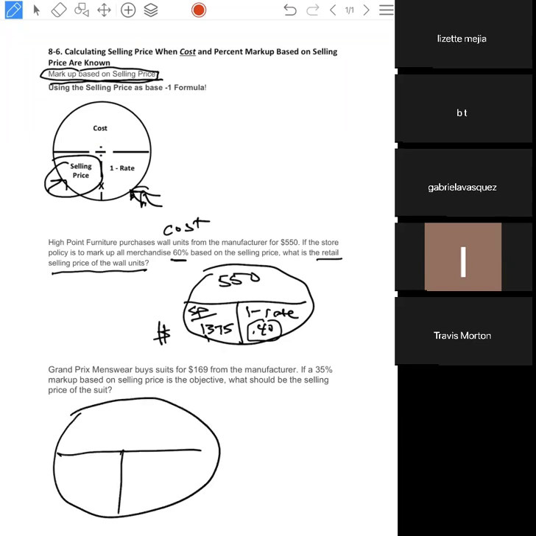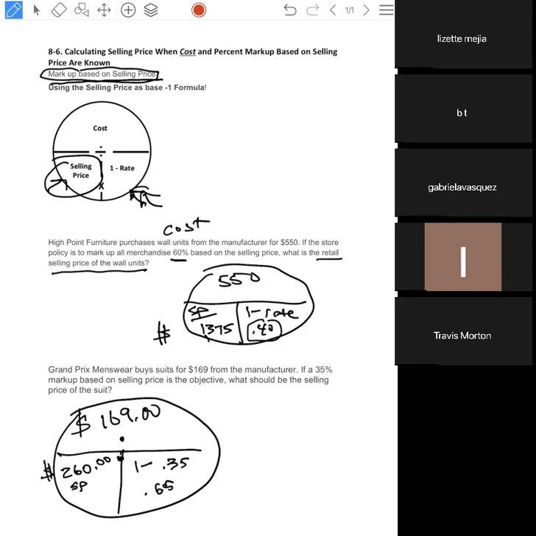Okay, menswear buys a suit for $169. So that's the cost this time. So I have the cost, $169. If the manufacturer, it's a 35% markup based on cost or selling price is the objective, what should the selling price of the suit be? Again, we're dealing with this division against 1 minus 0.35, which would be 0.65. So I divide the 169, which is my cost, by the 0.65 in order to get my $260. So my selling price is $260.